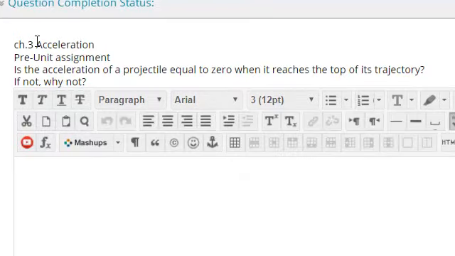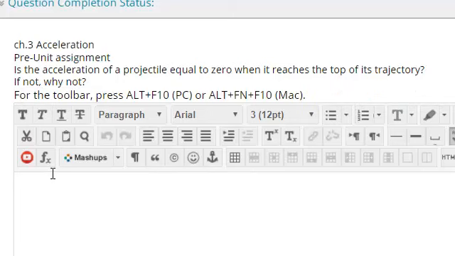Okay. Acceleration also from chapter 3. Is the acceleration of a projectile equal to 0 when it reaches the top of its trajectory? If not, why not? Notice that I just about give the answer away to my first question, but then you still have to explain why it is not 0 at the top of the trajectory.